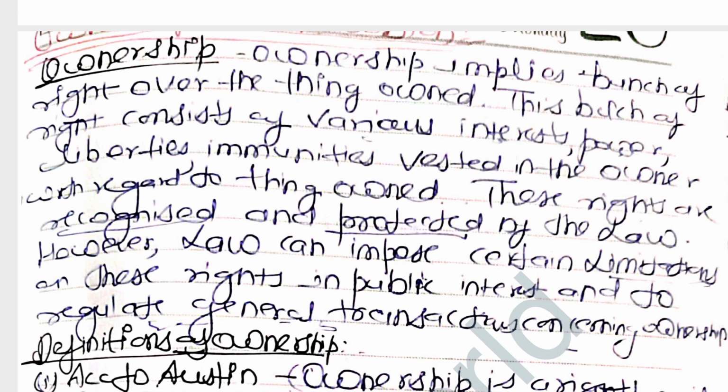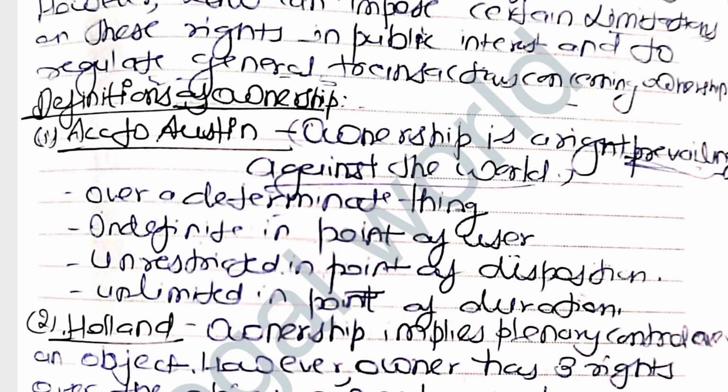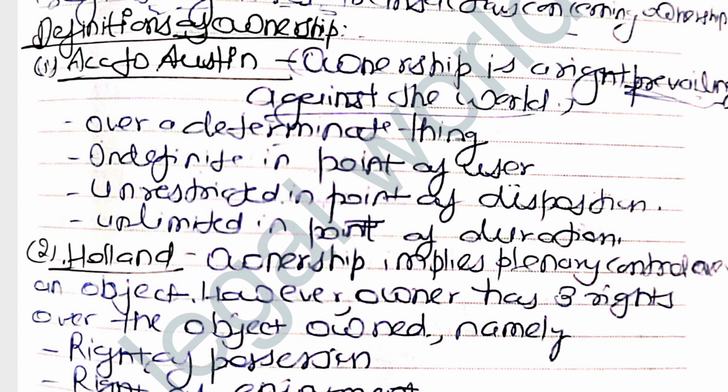Ownership implies a bunch of rights over the thing owned. And this bunch of rights consists of various interests, powers, liberties, and immunities that vest in the owner with regard to the thing owned. And these rights are recognized and protected by the law. However, law can impose certain limitations on these rights in the public interest and to regulate the general transactions concerning ownership.